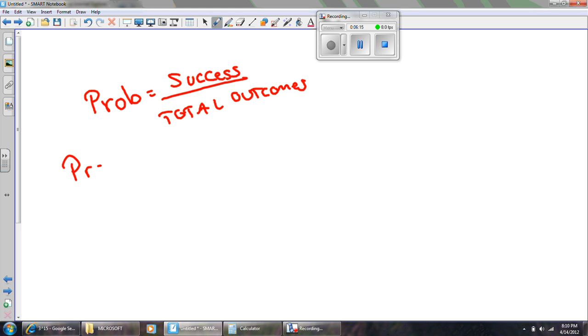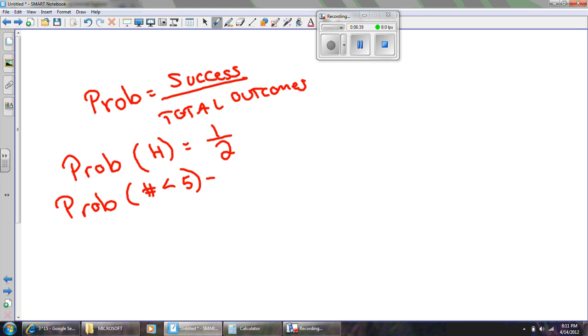So when we need to know the probability of, say, flipping a coin and getting a heads, getting a heads would be the success. And there are two total outcomes. And so the probability would be 1 out of 2. The probability of rolling, say, a number less than 5 on a 20-sided die. Well, there are 4 numbers less than 5 on a 20-sided die, and there's 20 total numbers, and that would simplify into 1 over 5.